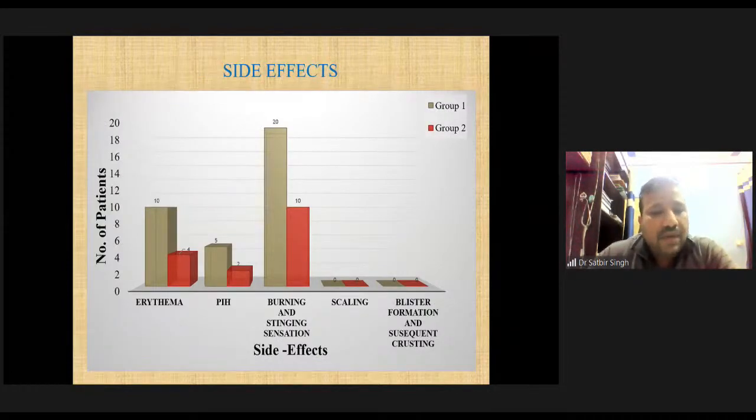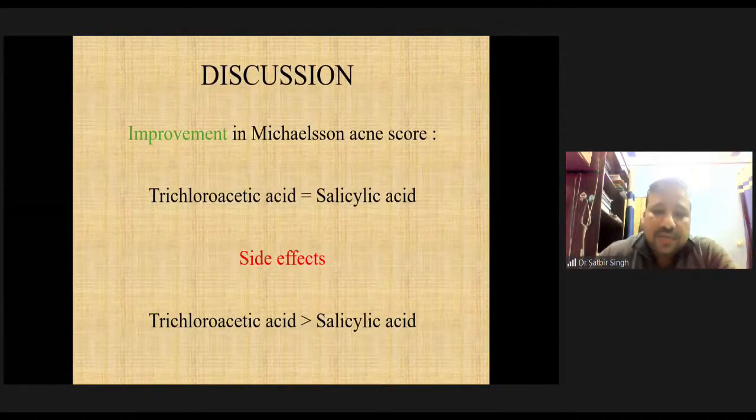In terms of side effects, erythema, PIH, and burning and stinging sensations were more in the TCA group, and the difference in burning and stinging sensations between both groups was statistically significant. Improvement in Michelson acne scores with trichloroacetic acid is equal to salicylic acid, and in side effects, trichloroacetic acid has more side effects than salicylic acid.